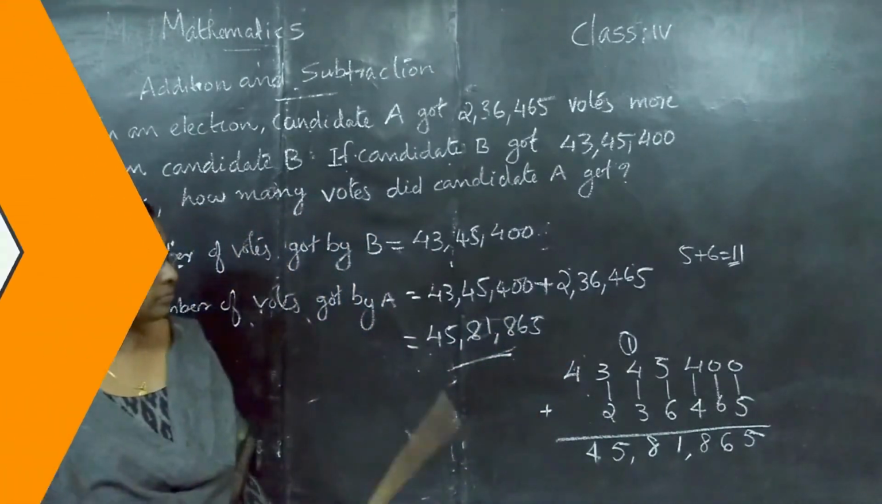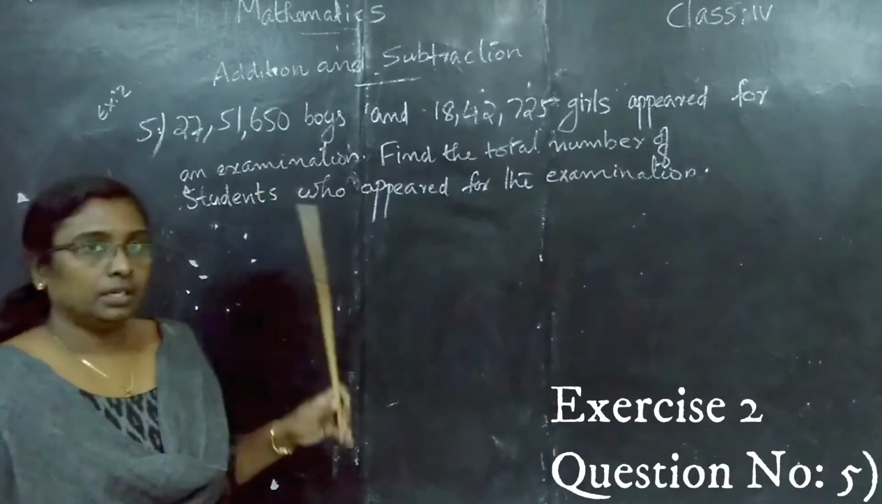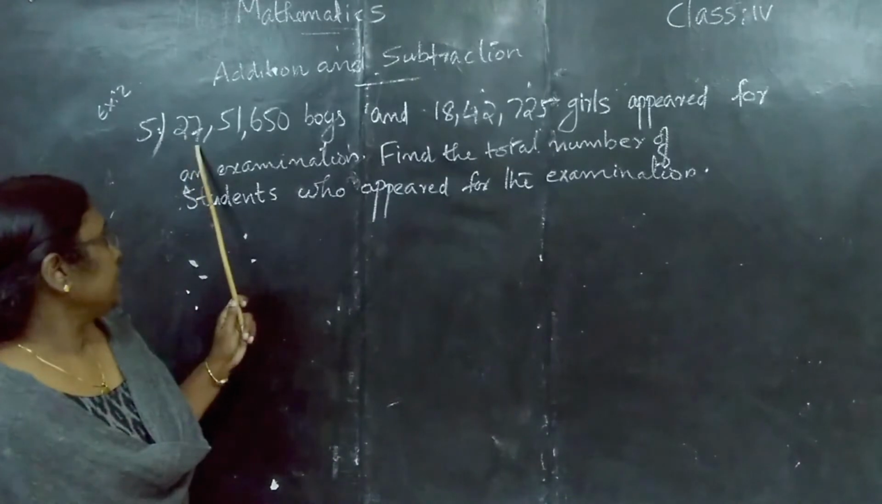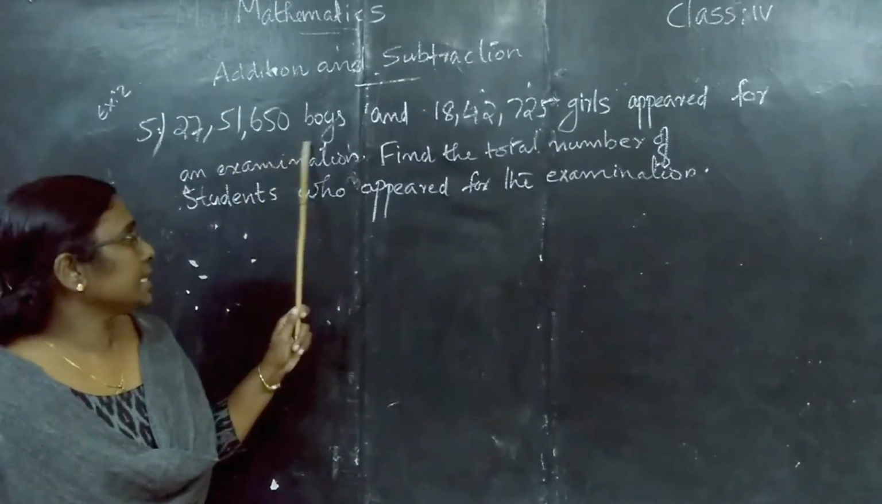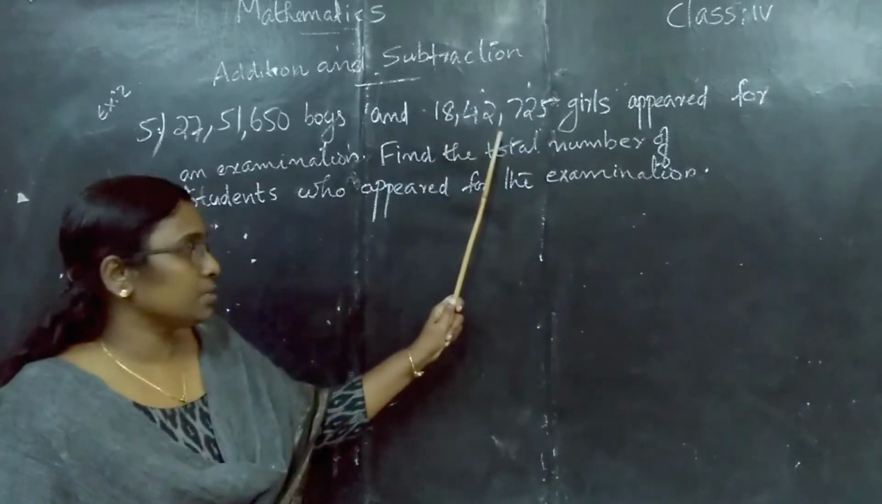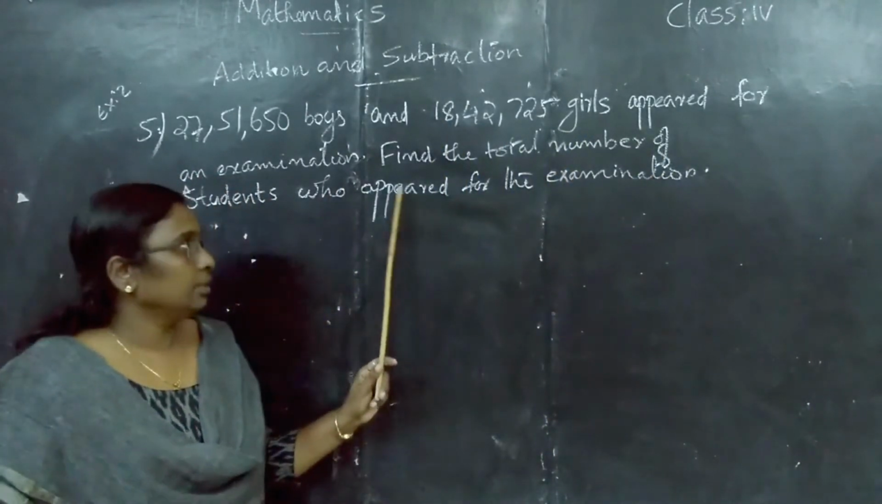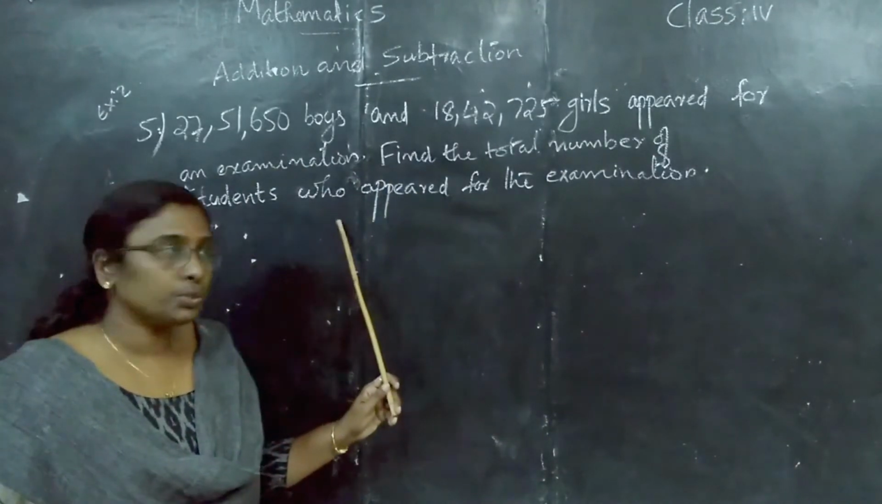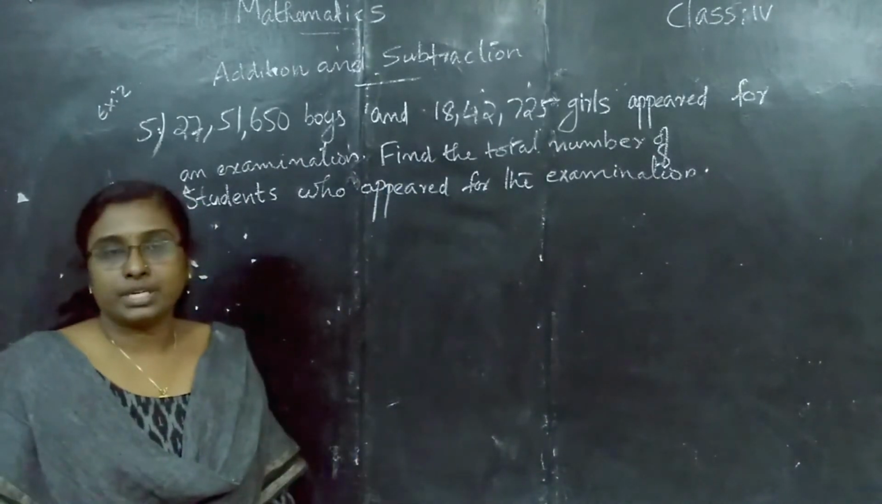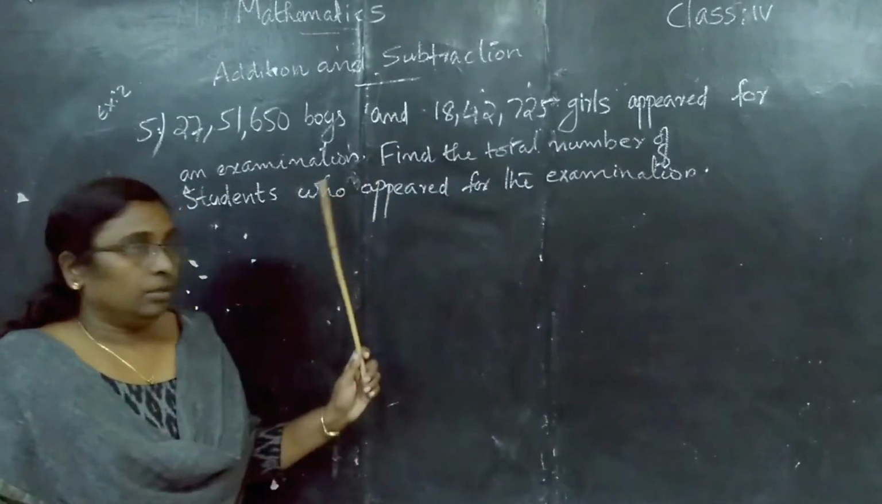Okay. Look here, the next question, fifth one. Read the question. 27,51,650 boys and 18,42,725 girls appeared for an examination. Find the total number of students who appeared for the examination. Did you understand the question? What are given?